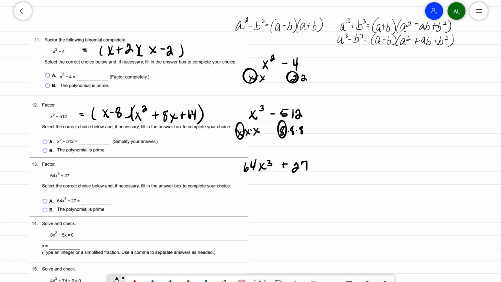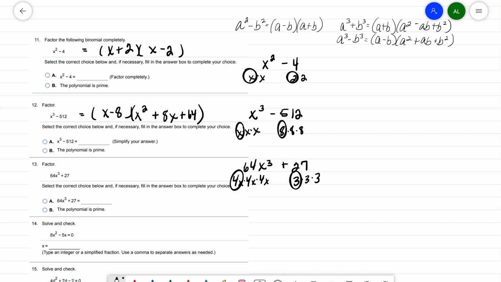Now we move to the next one, number 13, and we have another binomial that appears to be a perfect cube because we have the x cubed here. So we just have to prove it. We have to write out how they're perfect cubes to confirm it. So of course 4x times 4x times 4x proves that 64x to the third is a perfect cube. And using your calculator, you can find that the cube root of 27 is 3 times 3 times 3. So our a is 4x and our b is 3.